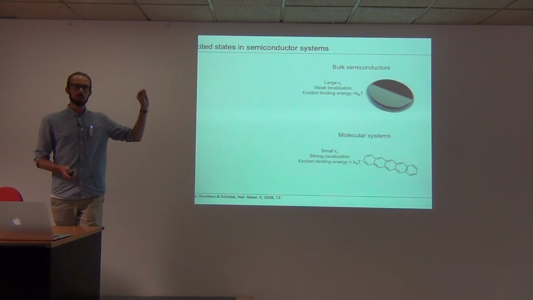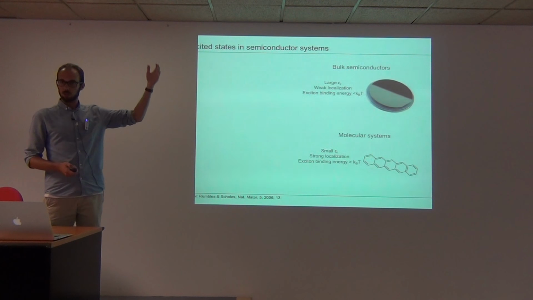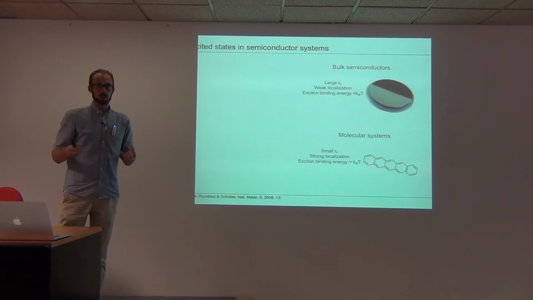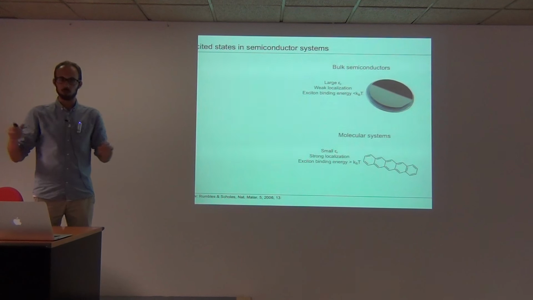So what does this mean? This means that if we excite an electron from the ground state to the first excited state using light, in a bulk semiconductor, this will typically result in free charges. So your electron and your hole are free to move around.